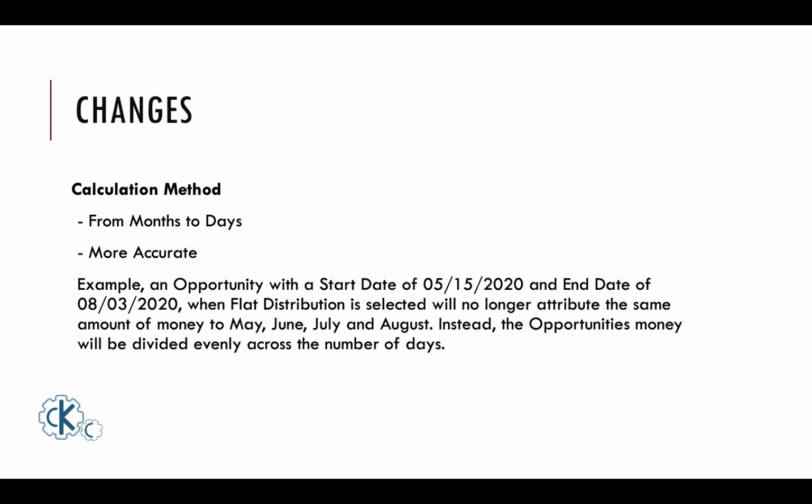The calculation method has also been updated, so it is now more accurate. It moved from months to days. So for example, if it started on the 15th of the month and ended on the 3rd, it no longer counts the entirety of the month that it started in and the entirety of the month that it ended in. Instead, now it will only count the days of that start month and the days of the end month. So for the example on your screen, it will only count the remaining 15 days of May and the 3 days in August so that you can have more accuracy when you are projecting your revenue.